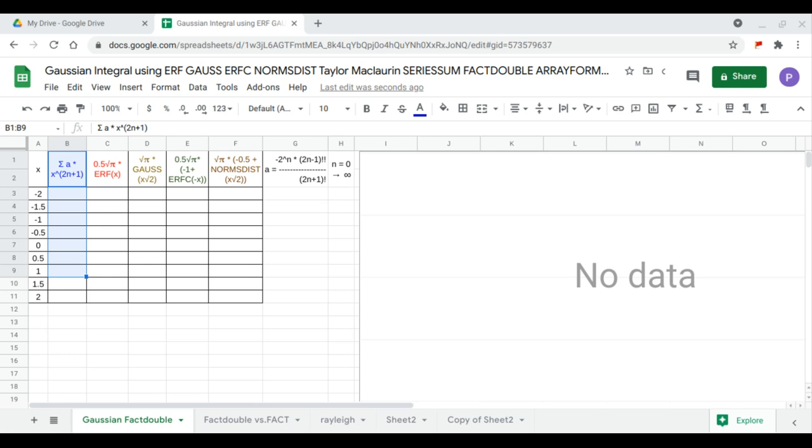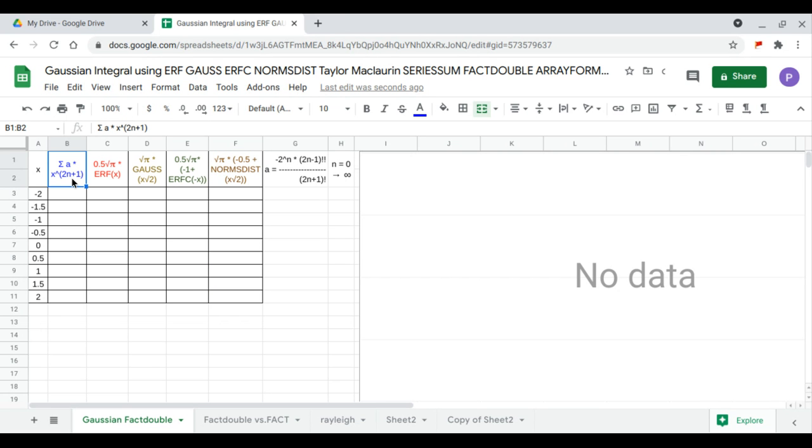In this video, we'll generate the Gaussian integral dataset and trendline polynomial using Taylor-Maclaurin series sum with fact double and array formula. And we also use the ERF function, the Gauss function, complementary error function, and the NORMSDIST.